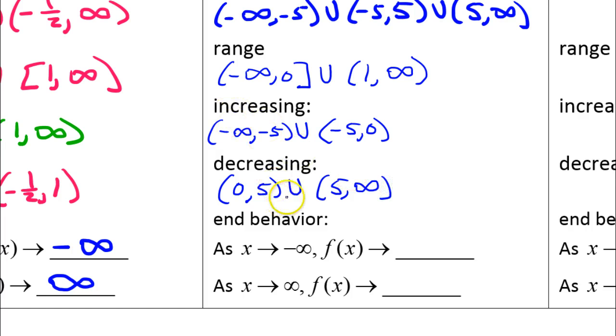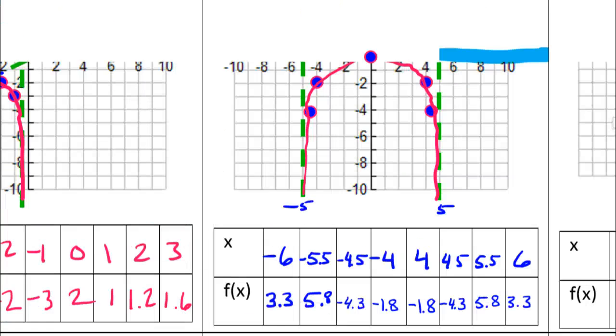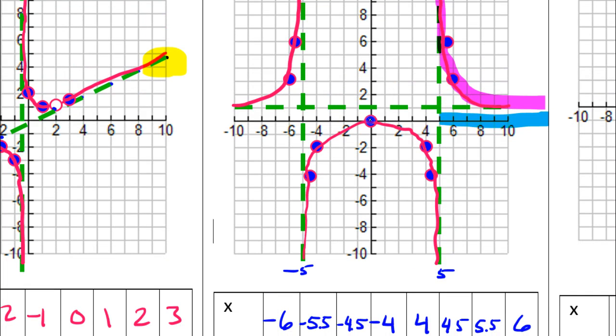Notice that for increasing and decreasing intervals, we use parentheses the whole time. The reason is because, for example, look at this point right here. It is increasing from negative 5 to 0. It's decreasing from 0 to positive 5. Right at the point in the middle, it's neither increasing nor decreasing. It's flat on top. So you can't include the point where it changes.